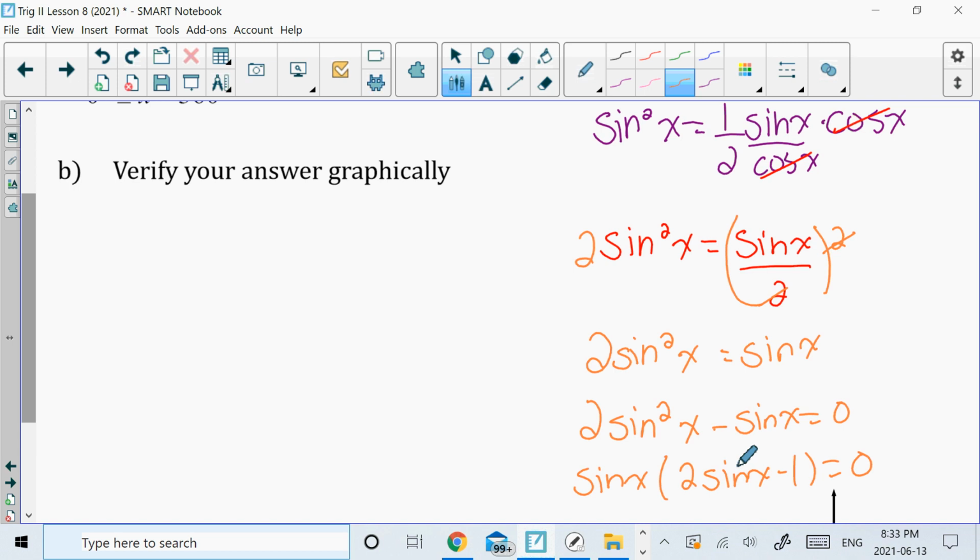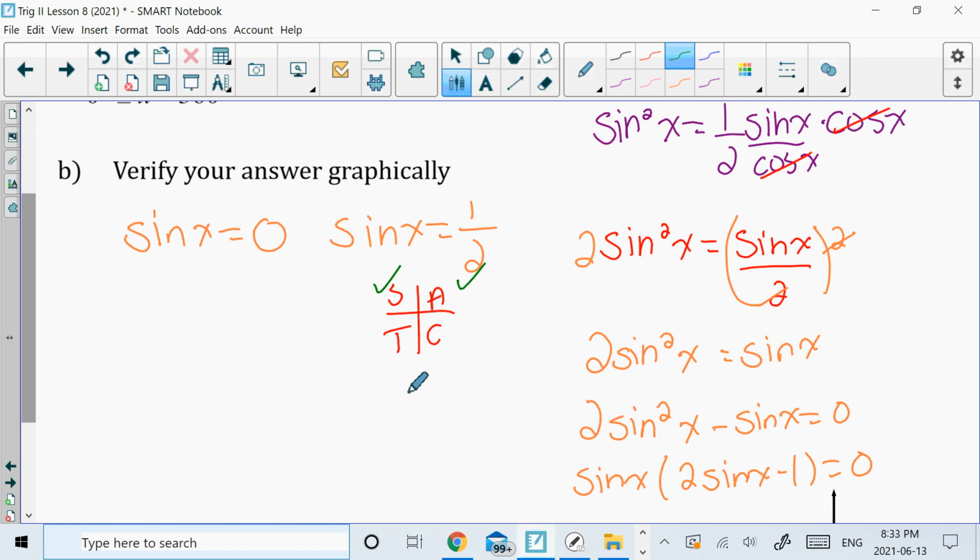Now we have to set each factor equal to 0 and solve. So this factor is simply going to be the sine of x is equal to 0. And the second one is going to be the sine of x is equal to 1/2. Okay, so where's the sine of x equal to 1/2? According to your cast rule, sine is positive in quadrants 1 and 2. So we're going to have 2 solutions in quadrants 1 and 2.